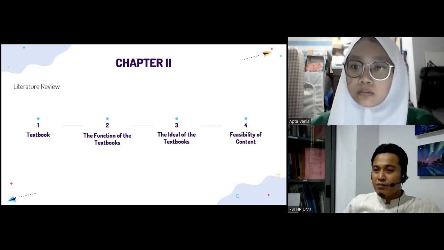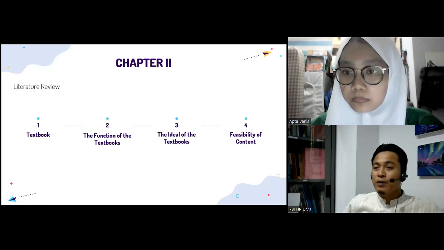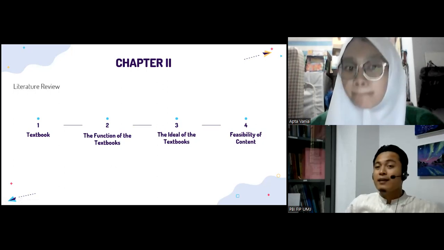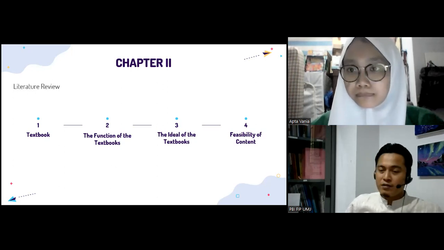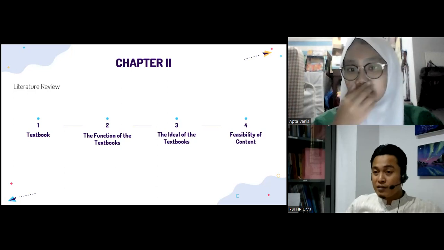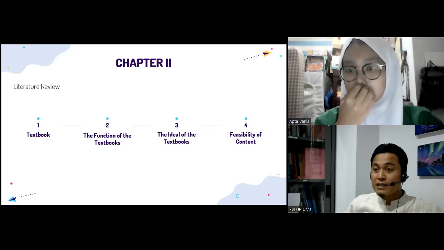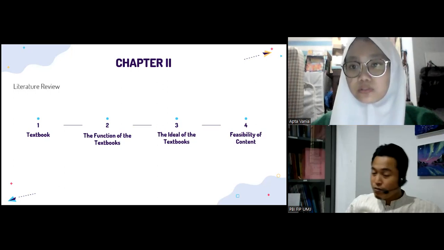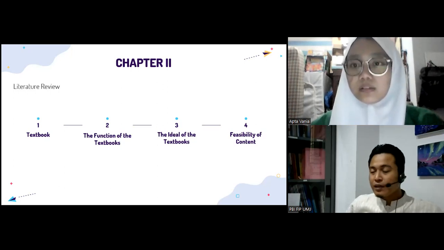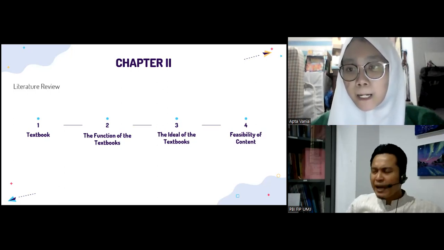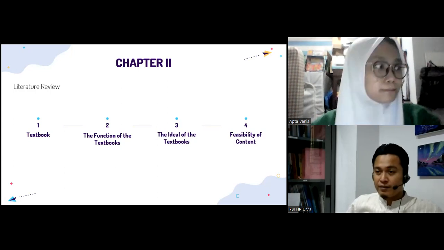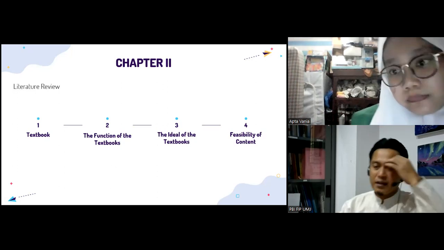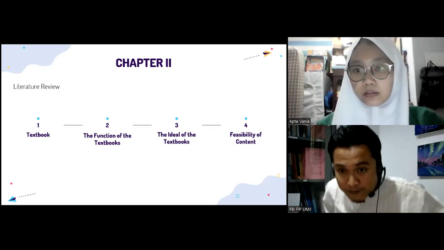Maybe for the literature review, it will be better for you to put the English textbook, the function of the English textbook, and then the same with the ideal of the English textbook, and also the feasibility of the content. Because your focus for this research is the English textbook, right? Not the random one, not a random type of textbook. Okay, Apta. Next, please, for the third chapter, come on.